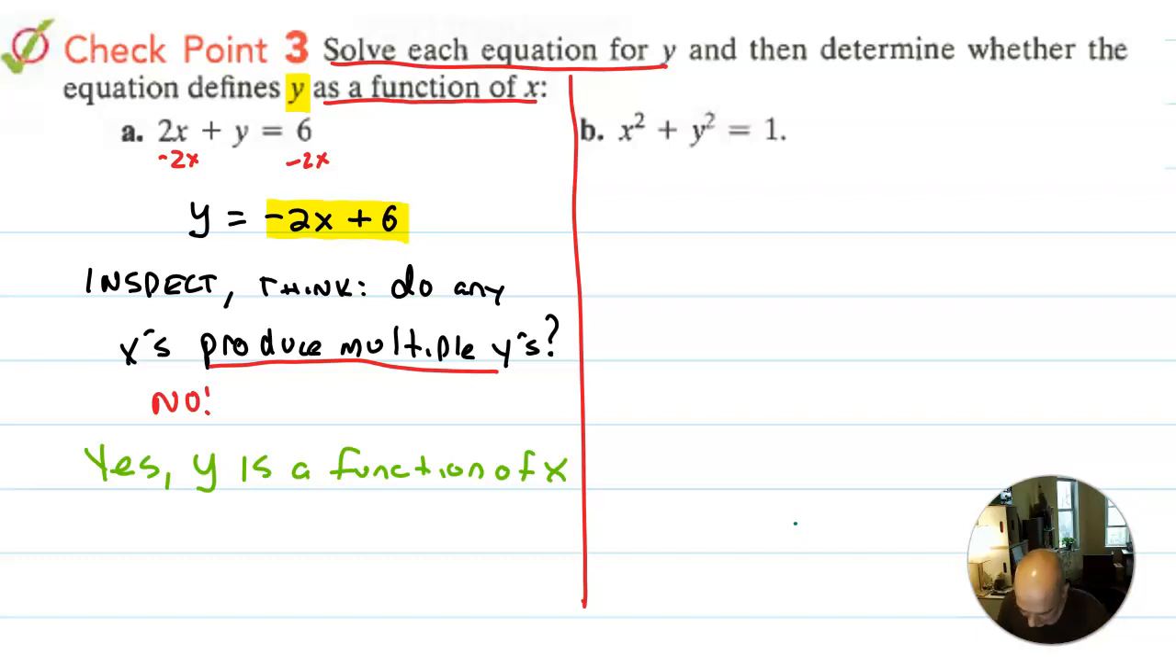So that's our first example of something that is a function that's defined with an equation relating y and x. Now let's look at the second one. So we have x squared plus y squared equals 1. Spooky equation. We'll talk about what the graph of that looks like later. You might remember it. Let's take away x squared from both sides.